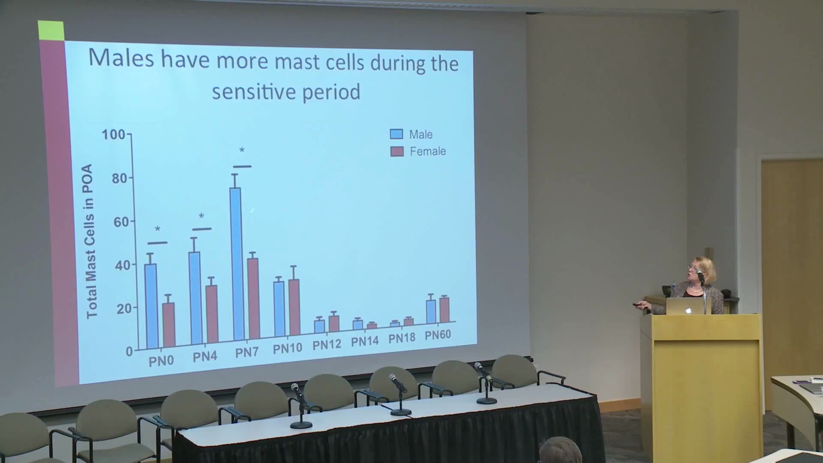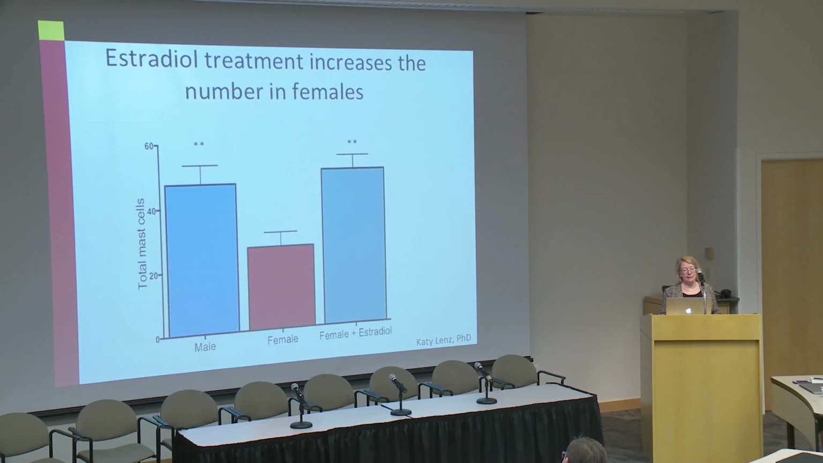Interestingly, males show a huge peak of mast cells within the first week, and then they decline. They go down to very, very low, and then there's a slight uptick again in adulthood, but the sex difference is gone. Is this a hormonally mediated sex difference? This again just shows you an overall mean on PN4, males more than females. Treat females with estradiol, and they make more mast cells. We looked to see if they are proliferating. We could not find any evidence of that, so we think this might actually be a chemoattractant type phenomenon.